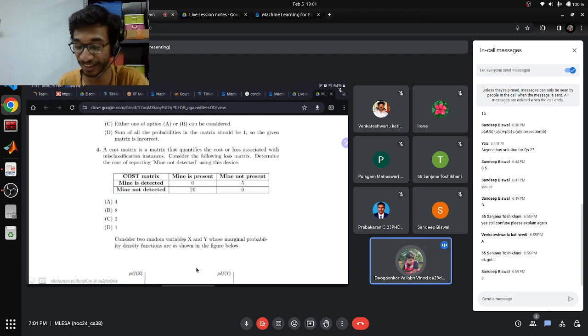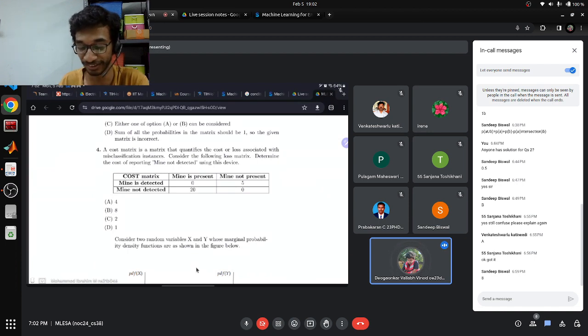Whereas mine not present, so the cancer is not present, but the test detects that the person has cancer, it might cost the person a bit more to get the test redone, but it's not as problematic as the previous case. The cancer is present and it is detected as not present. In that case, it's actually a worse scenario, right?